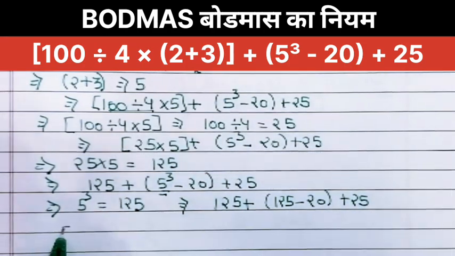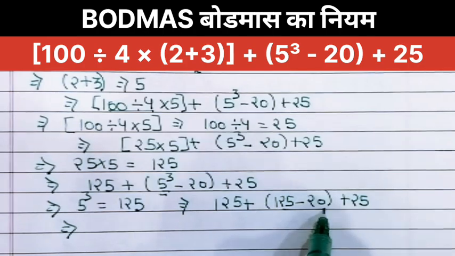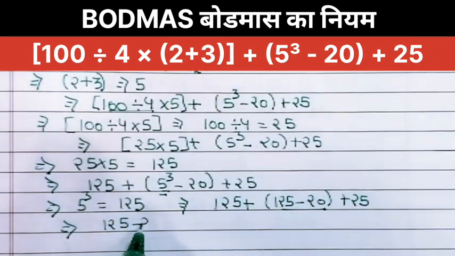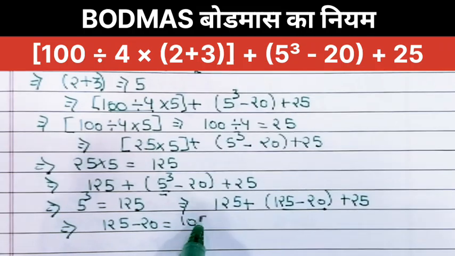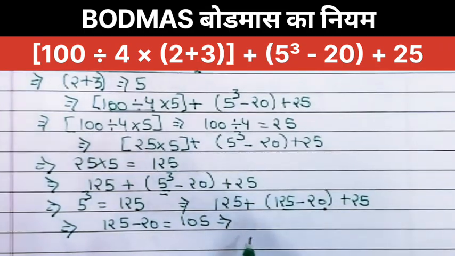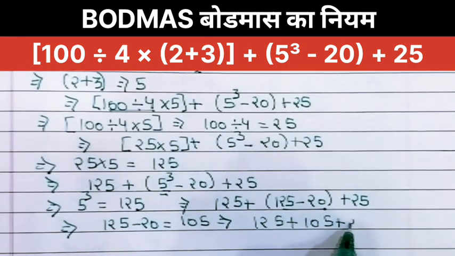Now move to the next step. Complete the second bracket, subtraction: now subtract to clear the final bracket. 125 minus 20 becomes 105, and according to this step we must clear all the grouped terms before handling the remaining addition outside. And now the current expression becomes 125 plus 105 plus 25.